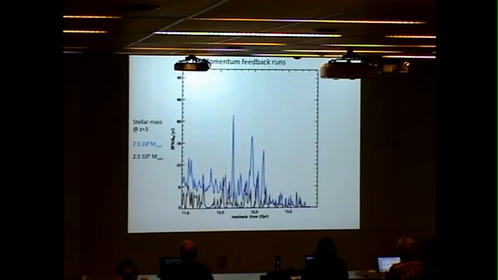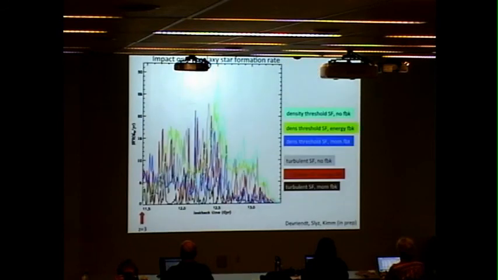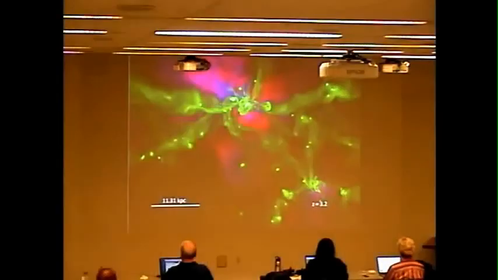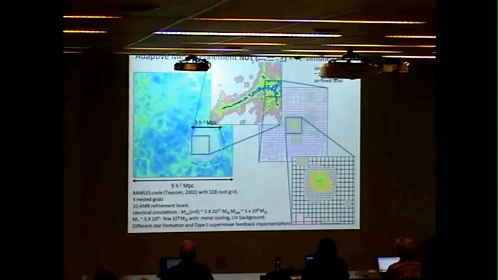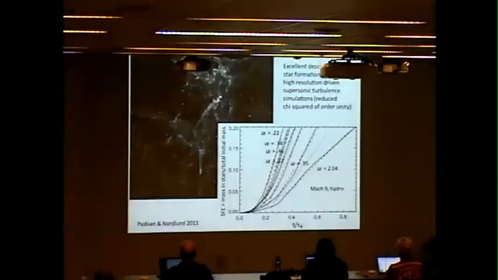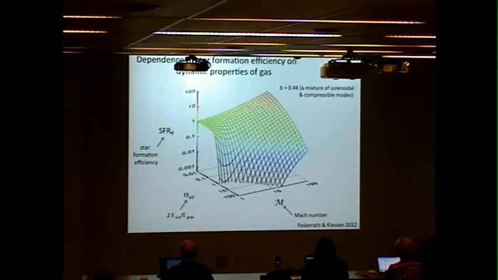Well, no. That's what Phil does in his recipe. He takes an epsilon equal to 1. What we do is more complicated than that. We use the efficiency that's predicted by Federrath and Klessen, right? That's our value for epsilon, which is given by their model. We measure the variable parameter, the Mach number, in the simulations, and we assume b equals 0.44. And then from this chart, you can read what the star formation efficiency is. So we have a spatially dependent star formation efficiency.